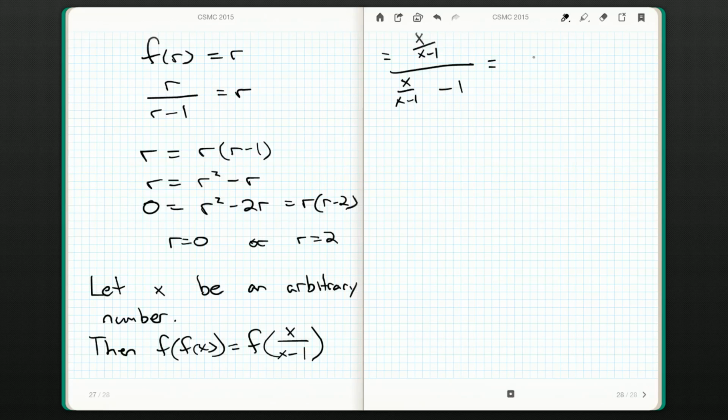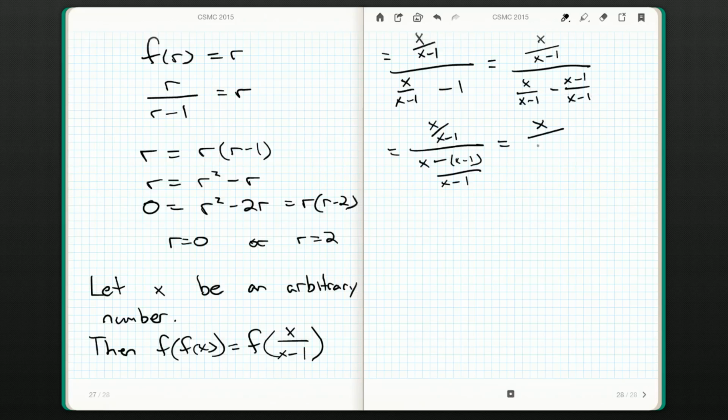Well, on the bottom, let's get ourselves a common denominator. The top will stay as it is, but on the bottom we'll get x minus 1 over x minus 1. So now we have a common denominator in the fractions on the bottom. We can combine those. We got x over x minus 1, all over x minus x minus 1, which is 0, minus negative 1, it's 1.